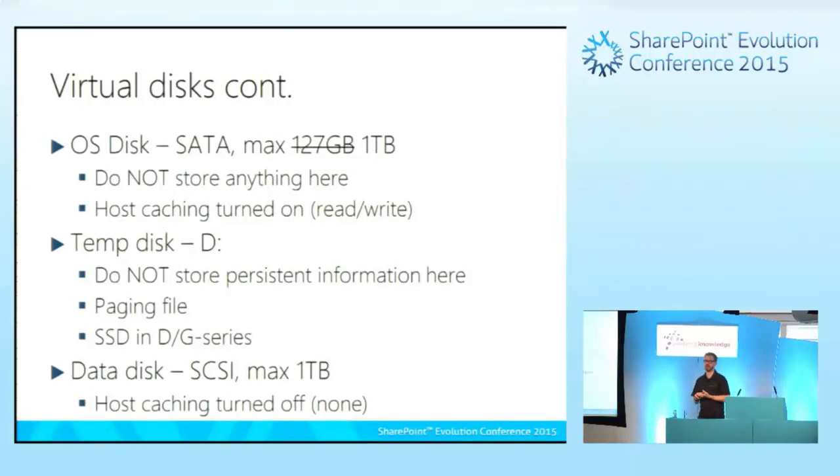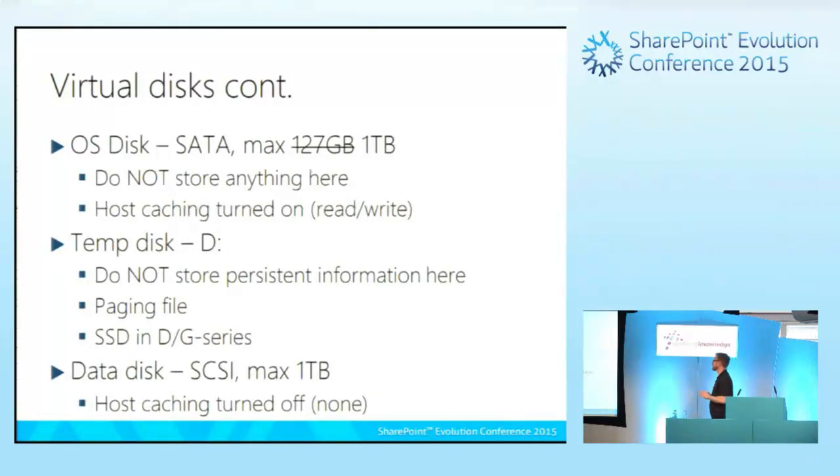Do not store anything there. Since it's only 127 gigabytes by default, and we're limited to IOPS in Azure, we want to move everything off the OS drive onto other drives to get more optimal performance. Yeah, that goes for on-prem as well, of course.